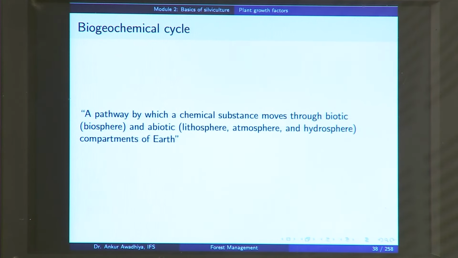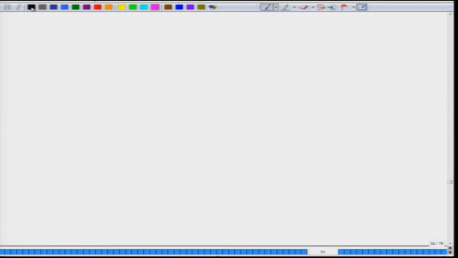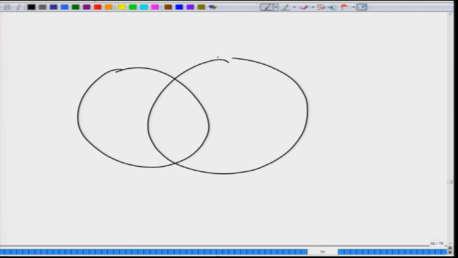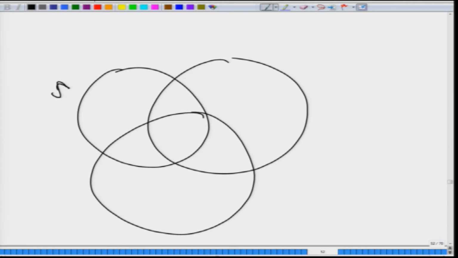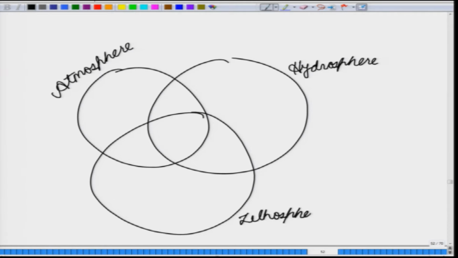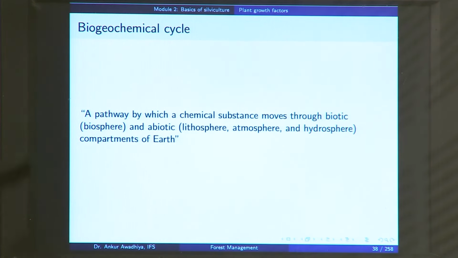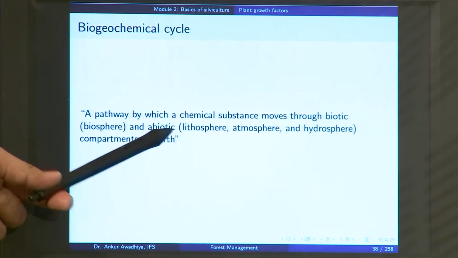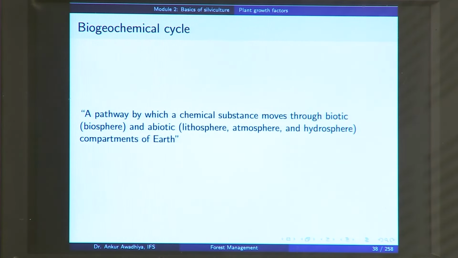Now, what we are saying here is that you have the atmosphere, you have the hydrosphere, and you have the lithosphere. And at the confluence of all of these, you have the biosphere. Now, in the case of a biogeochemical cycle, the nutrients are moving through all of these. They are moving through the biotic components and the abiotic components and all of these compartments of the earth.